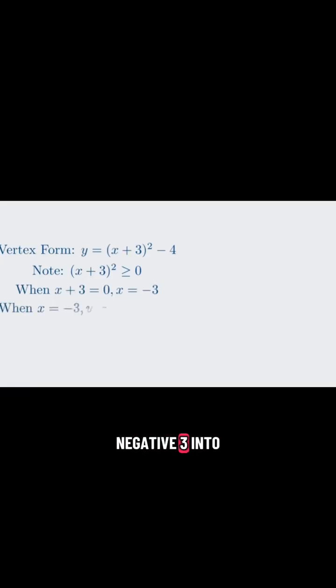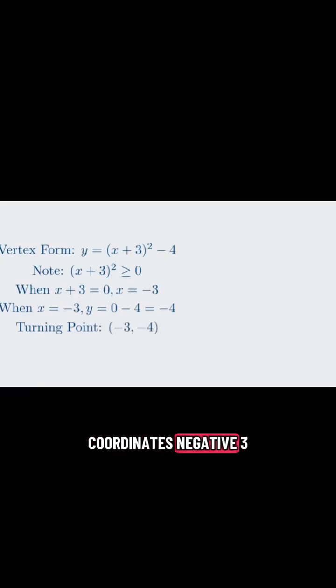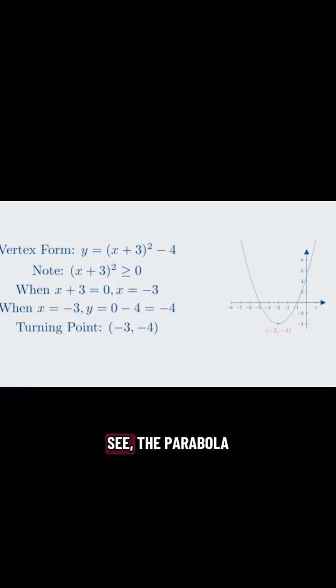If we plug -3 into our equation, the squared part vanishes, and we are left with y equals -4. So, the lowest point on the graph, the turning point, is at the coordinates (-3, -4). Let's see it on a graph to confirm. As you can see, the parabola curves exactly at the point we calculated.